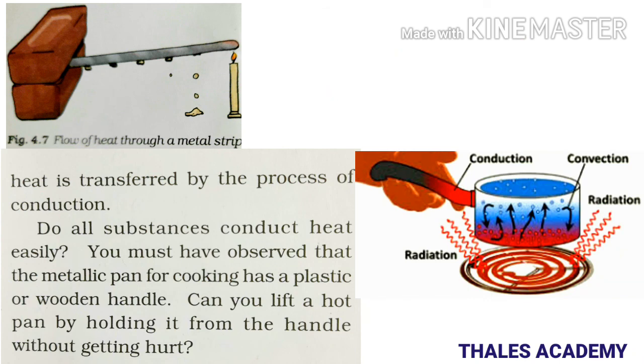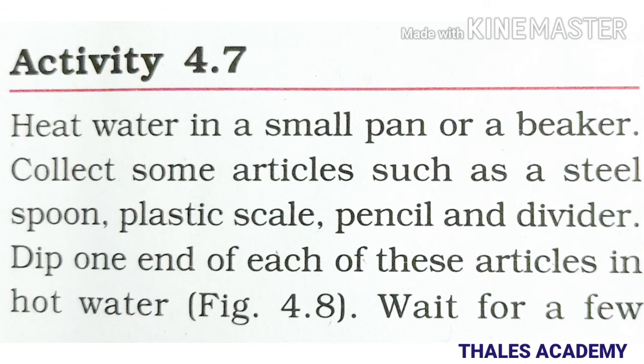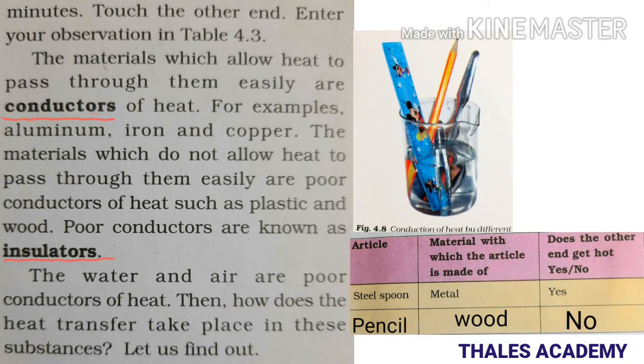Do all substances conduct heat? You must have observed that the metallic pan for cooking has a plastic or wooden handle. Heat water in small pan or a beaker. Collect some articles such as a steel spoon, plastic scale, pencil and divider. Dip one end of each of these articles in hot water. Wait for a few minutes, touch the other end. Enter your observations in the table.